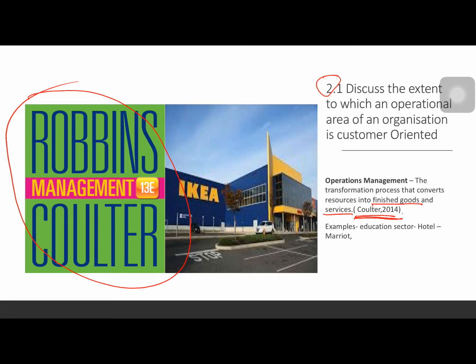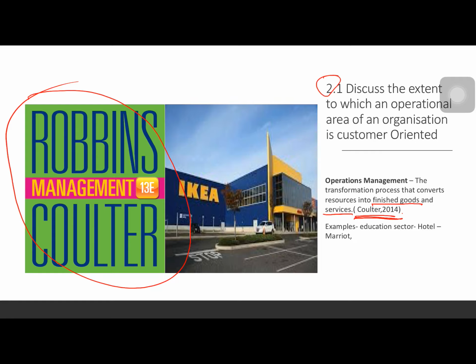Think of a hotel, think of a fast food restaurant. How do you get the final product? You have your resources, initial raw material, and you have the final good, a finished good. What is this transformation process it undergoes? That is considered as operation management.